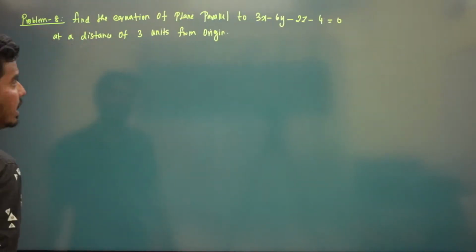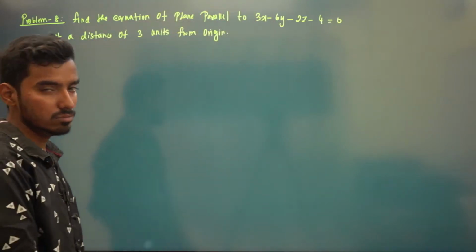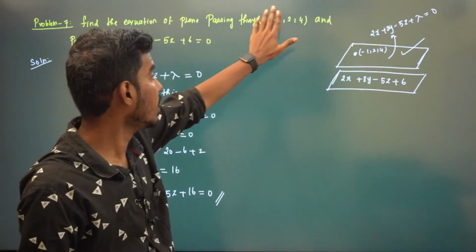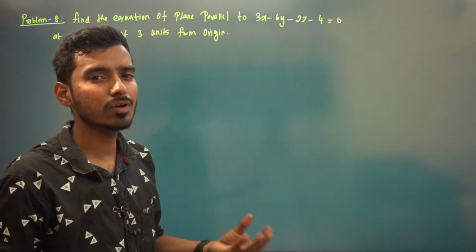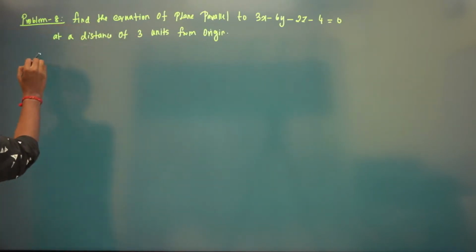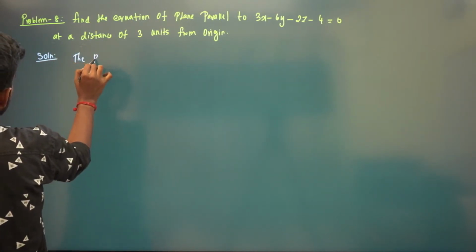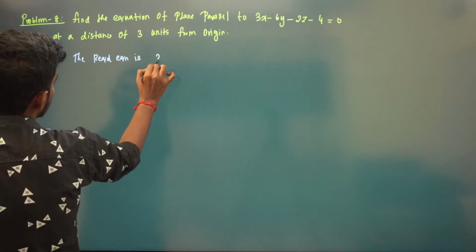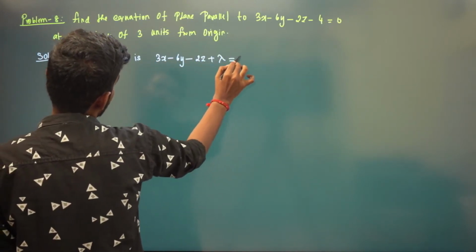Now find the equation of plane parallel to this plane at a distance of 3 units from the origin. See, we need to find lambda, right? For finding lambda, here they have given that it is passing through this point. But here they have given some other condition, just to find the value of lambda. Okay, so solution. The required equation is 3x minus 6y minus 2z plus lambda is equal to 0.